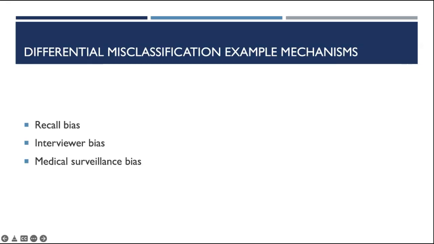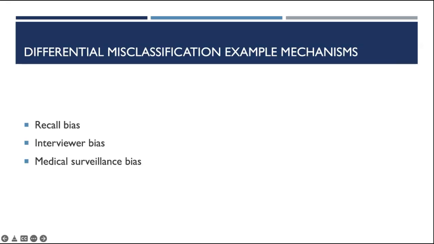Now, there are some specific example mechanisms that we've talked about that result in differential misclassification. Remember, we talked about recall bias, where the ability to recall some past exposure accurately is going to differ between the cases and the controls. So in our last example, we talked about how mothers who had a child with a birth defect may over-report medication use during pregnancy because they've had time to really sit and think about it, compared to controls who may not recall that past exposure.